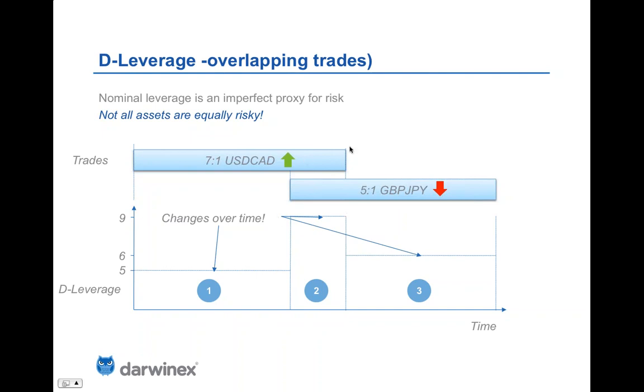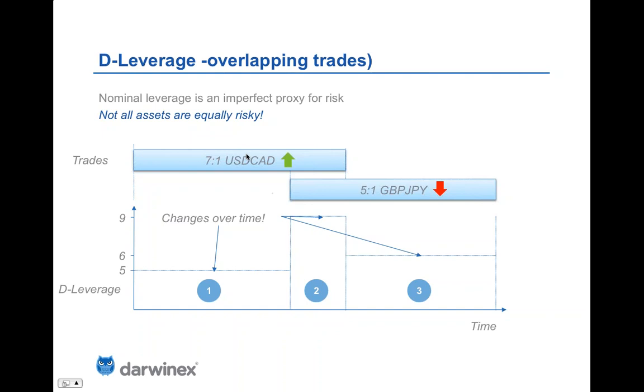So at this point in time, the equity in your account was 9 times more volatile than the euro dollar. And the moment that you closed the USD CAD trade, then only the pound yen trade was open, and that translated into a deleverage of 6.